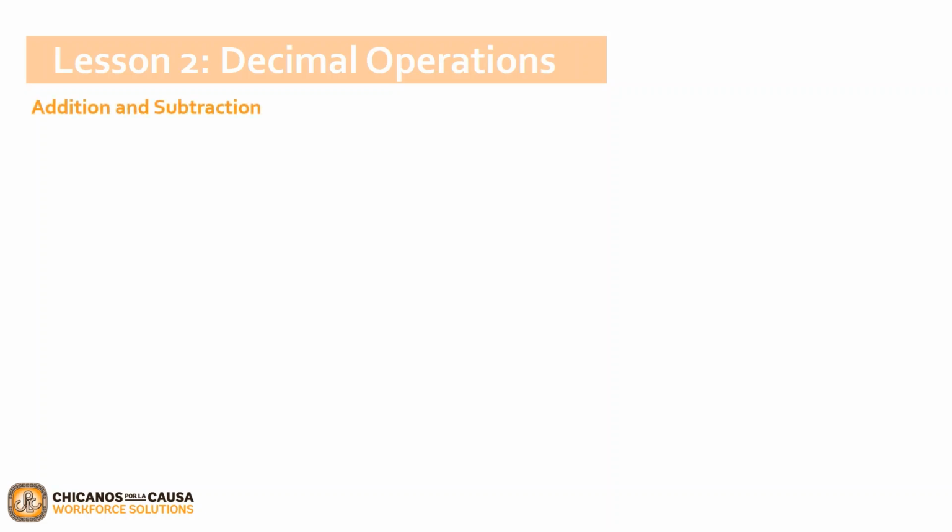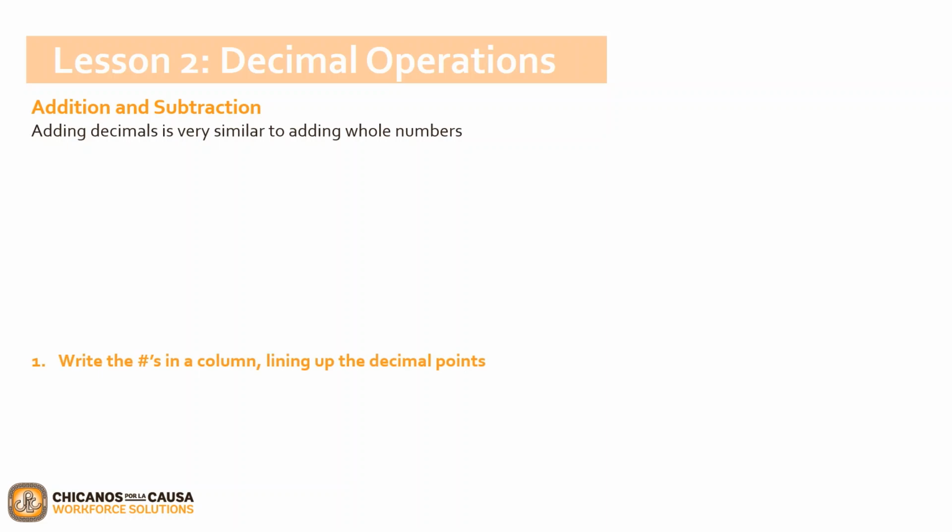Now, adding decimals is very similar to adding whole numbers. The easiest way to do this as a first step is to write the numbers in a column by lining up the decimal points, like we have done in the past. Let's look at how to do this with an example.